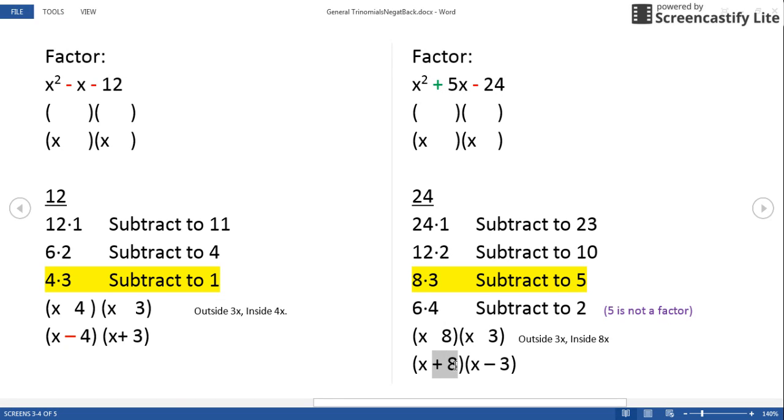Let's make the 8 positive. If the 8 is positive and they need to be different to get the negative back here, that means the 3 needs to be negative.